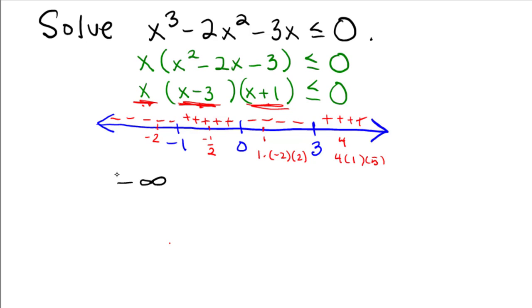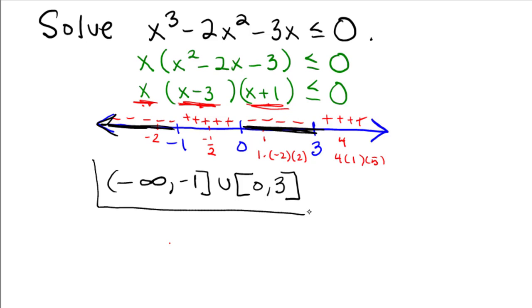Negative infinity up to negative 1, the border point. Union, where else is it negative? The other place it was negative was between 0 and 3. And therefore that is the final answer to this problem: negative infinity to negative 1, union 0 to 3.